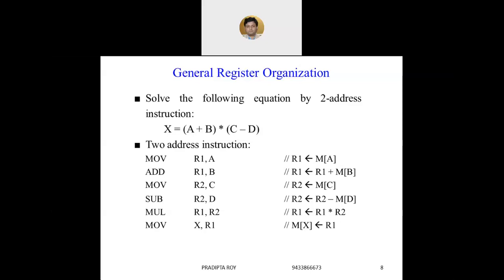And in the same way, we can find the result of the subtraction by moving the content of C memory location to the R2 register and then subtracting the D memory location's content from it, and the result is stored back in R2. Now these two register contents R1 and R2 can be multiplied together, and the ultimate result can be stored back to the X memory location.